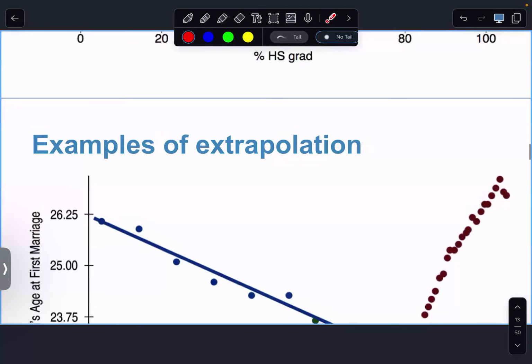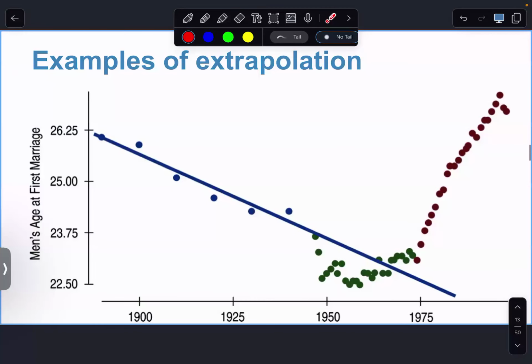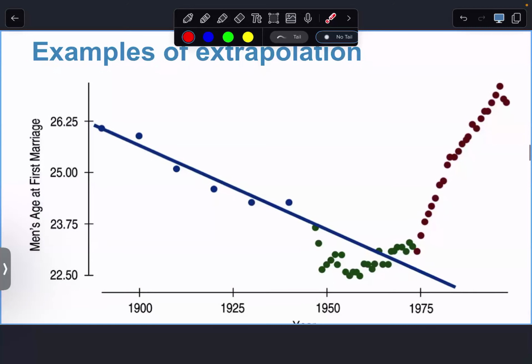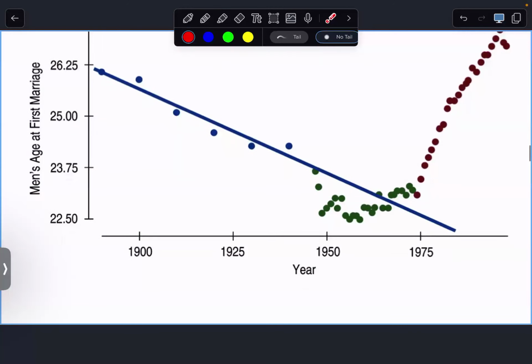And so just as an example of extrapolation, and I think it's kind of a funny one, the response variable is kind of a funny thing to collect information on, but the men's age at first marriage, implying there are others, between the 1900s or pre-1900s, all the way up to, I'm going to hazard a guess, roughly 1945-ish.